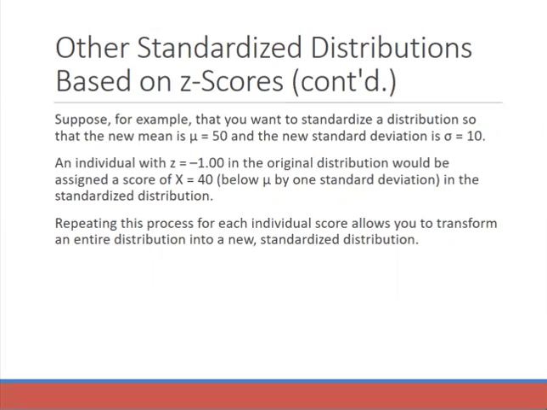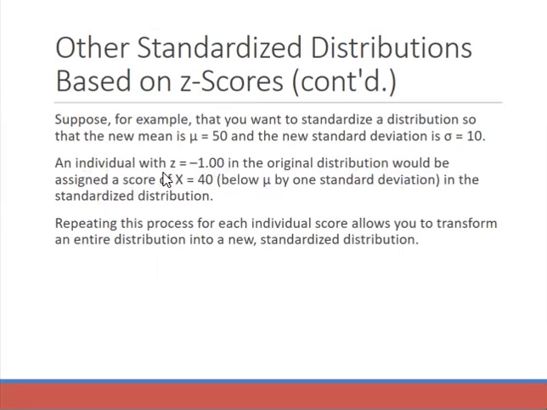Okay, so often this is used for things like the SAT or intelligence tests. This is basically the example that I gave you. So we have an example where you want to standardize a distribution so that the new mean is 50 and the standard deviation is 10. So we have an individual with a z-score of -1 in the original distribution.